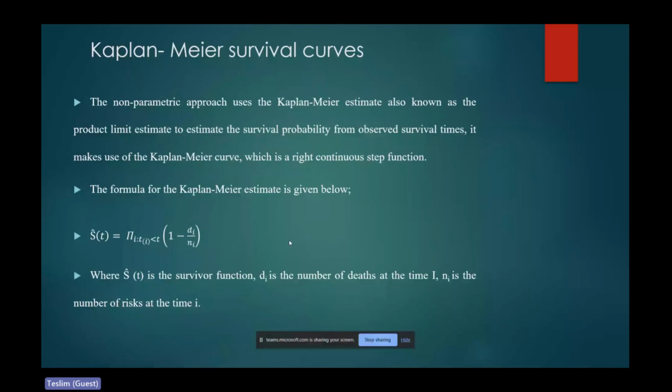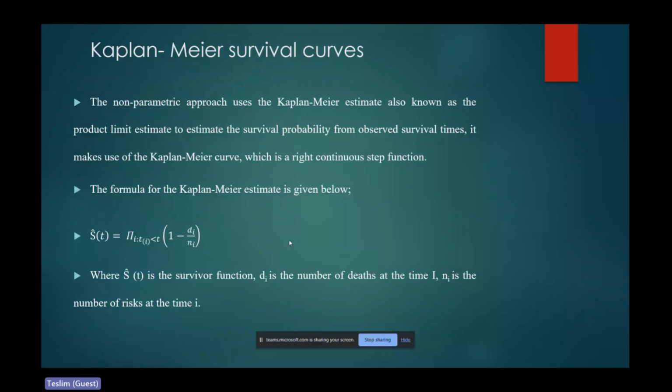The product of what? T of i less than t, into bracket 1 minus di over ni, where S of t is the survivorship function, di is the number of deaths at the time i, and ni is the number of patients at risk at that time i. When we do the analysis, you are going to get it better.